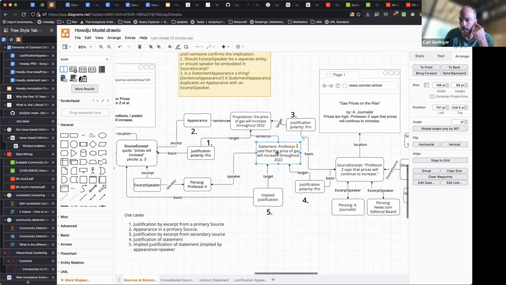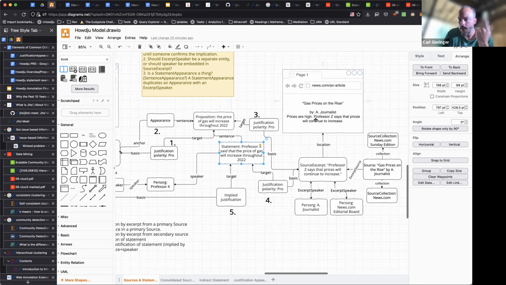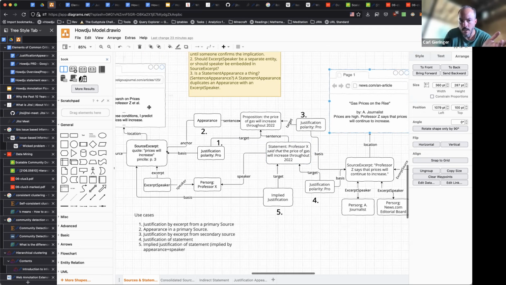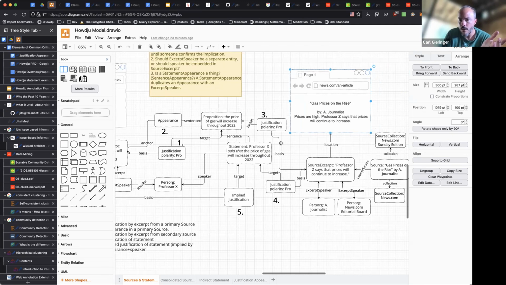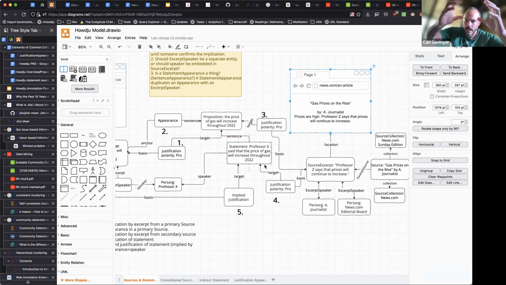And there could be all kinds of justifications for this. For example, this other news article that reports on Professor Z, and this is a contrived example, this article was intended to sort of correspond to this research, but you can imagine other things over here which have nothing to do with that. It could be I met Professor Z at a cocktail party. Well, I shouldn't say I, Carl Gehringer met Professor Z at a cocktail party on such and such date and such location, wherein Professor Z said that such and such is the case. And that justifies that Professor Z said that prices of gas will increase throughout 2022. That would be one use case over here with statements.